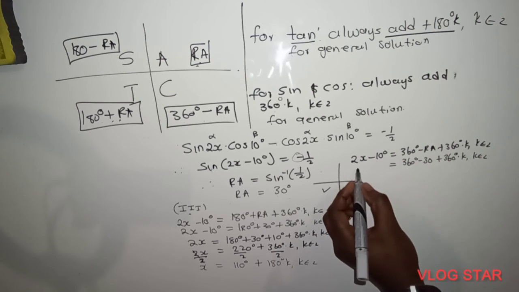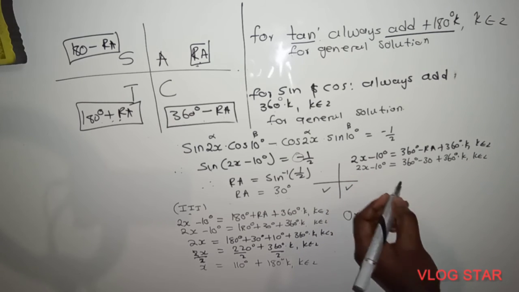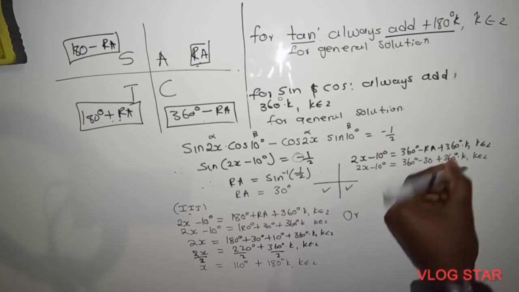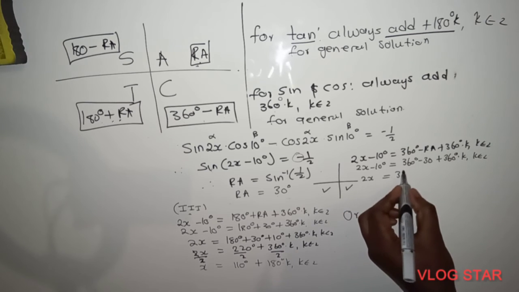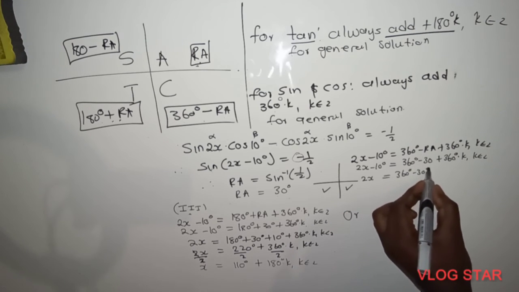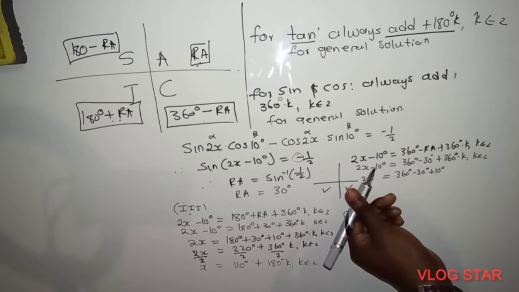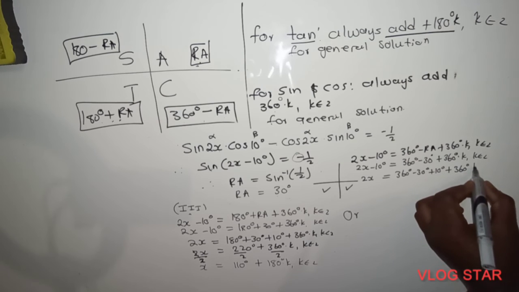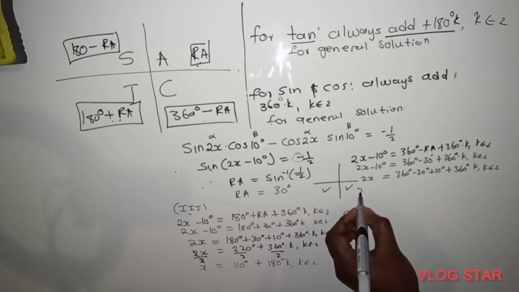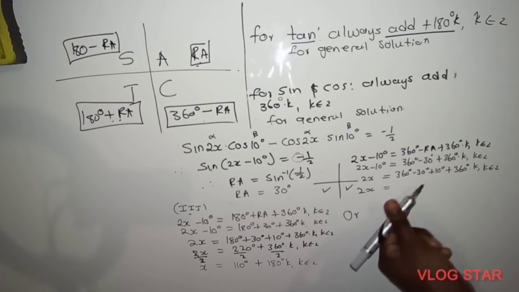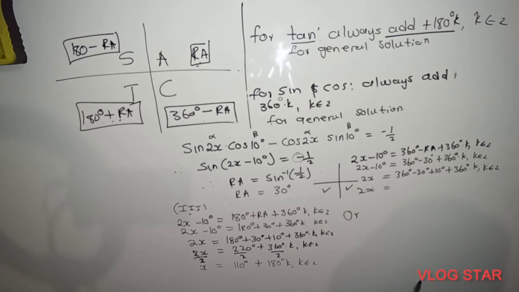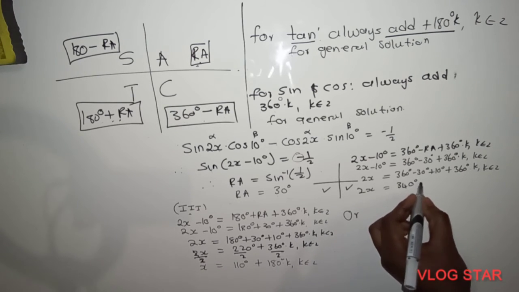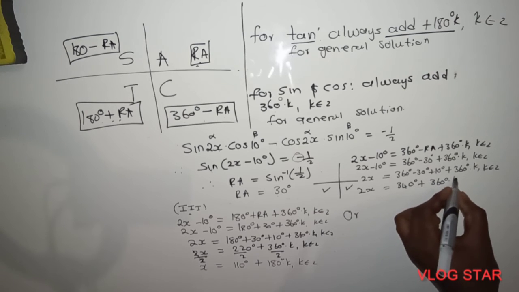k ∈ Z. Here you have 2x minus 10 degrees. What you're going to do now is take the 10 inside as well: 360 degrees minus 30 degrees plus 10 degrees, because it was negative; when we take it inside, it becomes positive, plus 360 degrees dot k, k ∈ Z. When you combine everything, 360 minus 30 plus 10 precisely gives 340 degrees plus 360 degrees dot k.